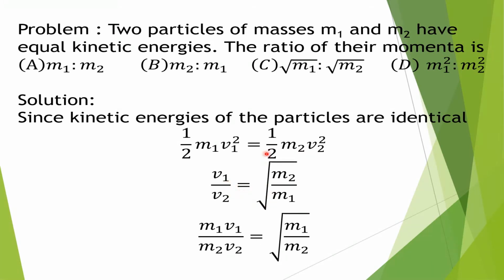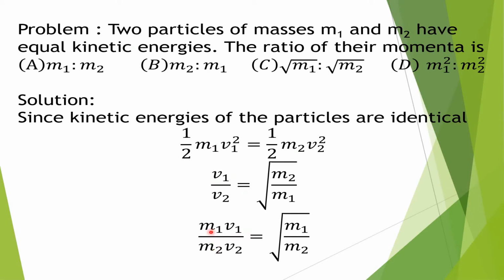Now we need to find out the ratio of their momenta. If you recall the definition of momentum, it's mass times velocity. So what we do is we multiply and divide this ratio by m1. We multiply it by this ratio, m1 over m2.